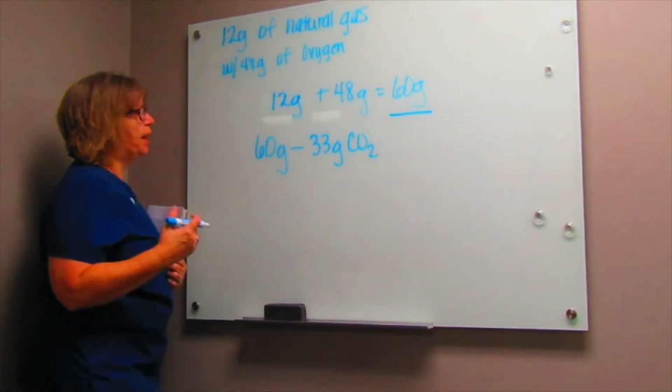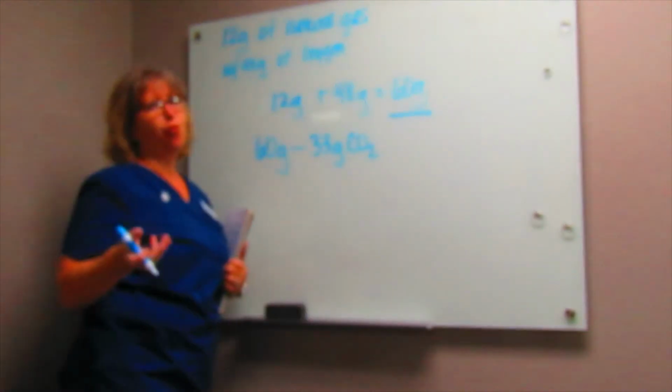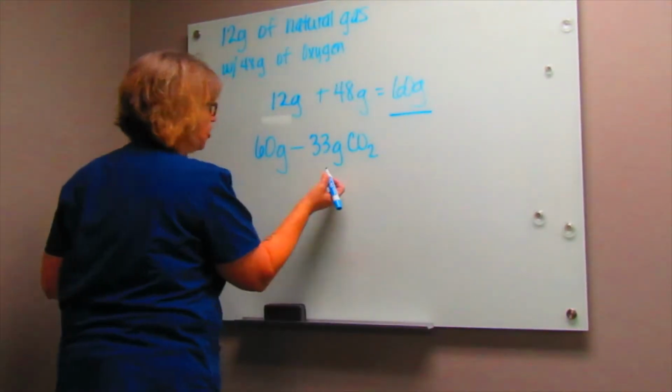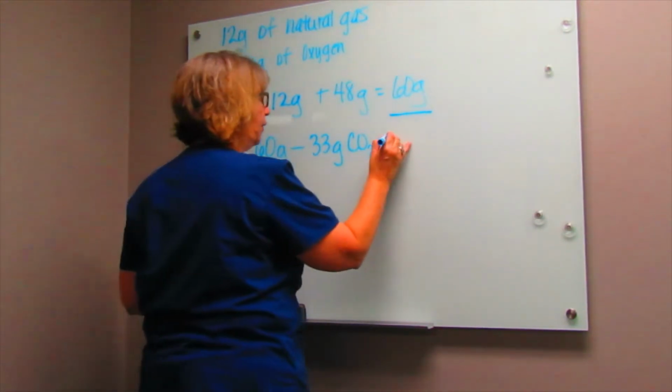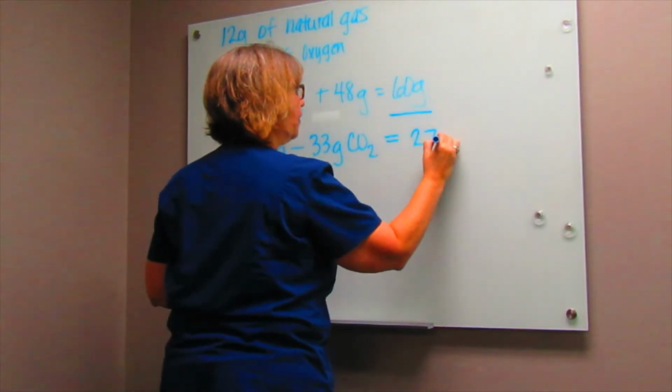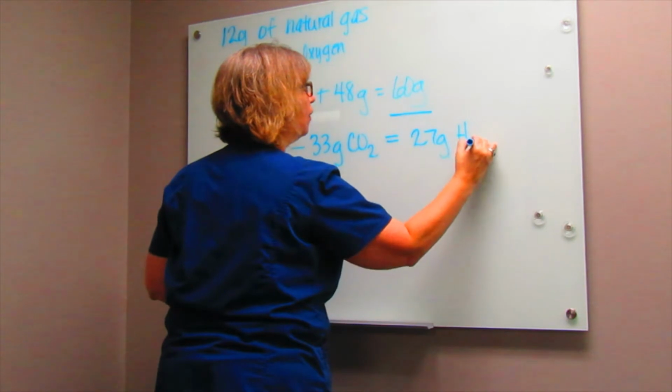So we're being asked to determine how many grams of water are formed. It's just simple subtraction, guys. 27 grams of H2O.